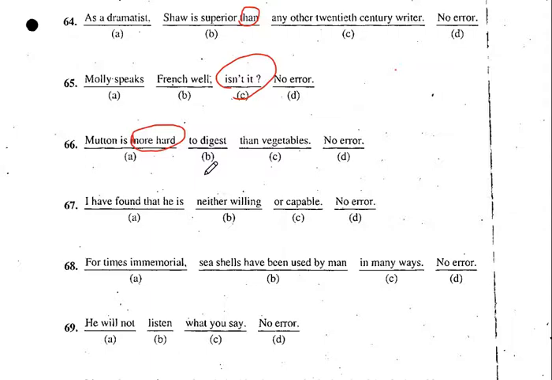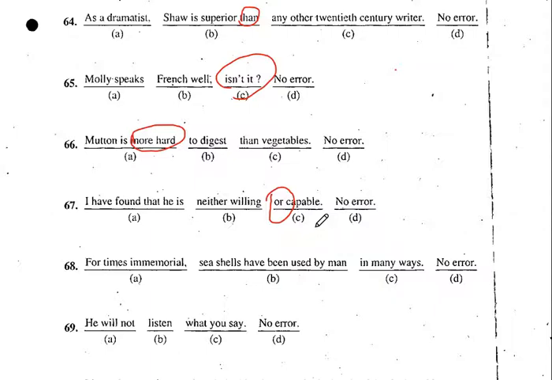I have found that he is neither willing or capable. So here you have to remember that it will always be neither nor, either or. If neither comes, what should come next? It will be nor, not or. So I have found that he is neither willing nor capable. It should be nor. Neither nor, either or. So these are all very, very important that you should be able to remember. So let's go to the next one now.